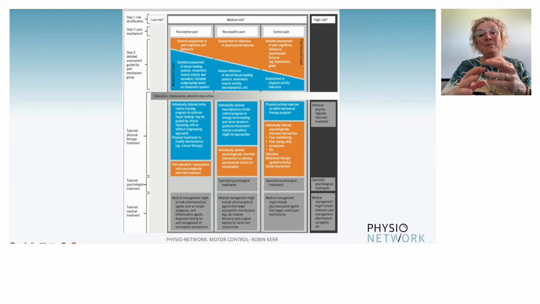But as time goes on, and if they're creeping into more neuropathic pain or centralised pain, then you've got to assess the relevance of neural tissue loading, their posture, their movement, their muscle activity, their neurodynamics in neuropathic pain. And in central sensitization pain, you've got an assessment of physical activity tolerance, because their lives are really changing by then. So if you can see the way that scale changes, it's actually quite an elegant way that you can start thinking in the clinic and subgrouping in the clinic.